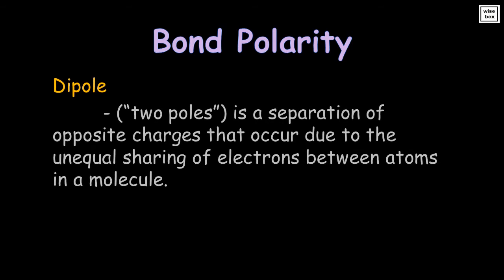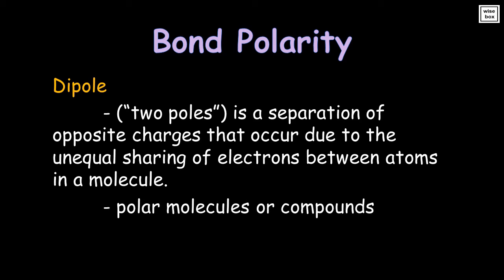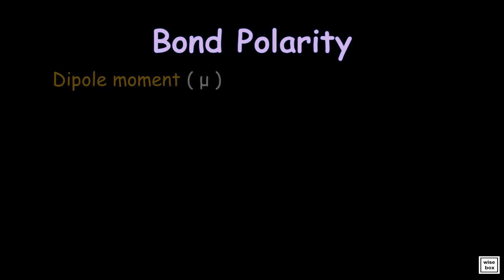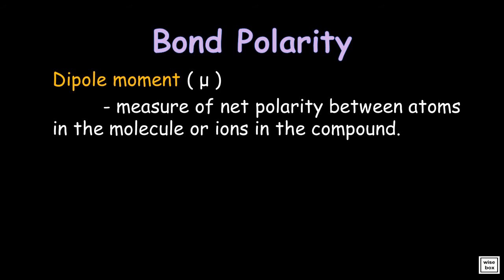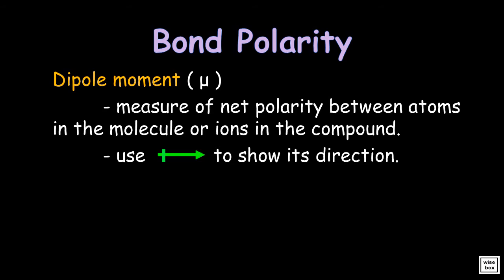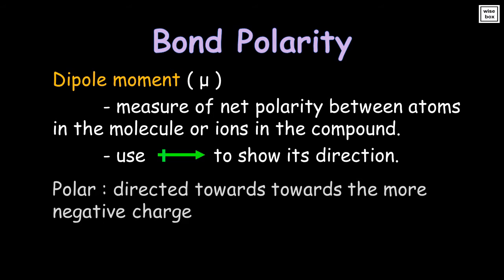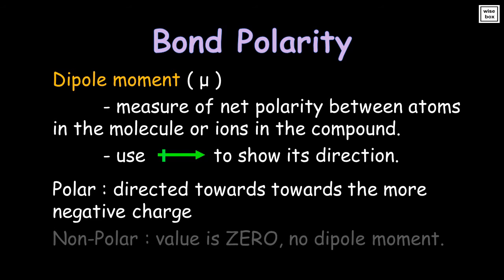The dipole, or two poles, is a separation of opposite charges that occurs due to the unequal sharing of electrons between atoms in a molecule. This occurs in polar molecules or compounds. The dipole moment is a measure of net polarity between atoms in the molecule, or between ions in the compound. We use the arrow to show its direction. For polar molecules, the dipole moment is directed towards the more negative charge. For nonpolar molecules, its value is 0, or no dipole moment.